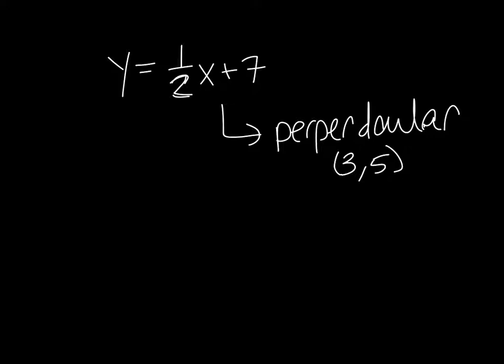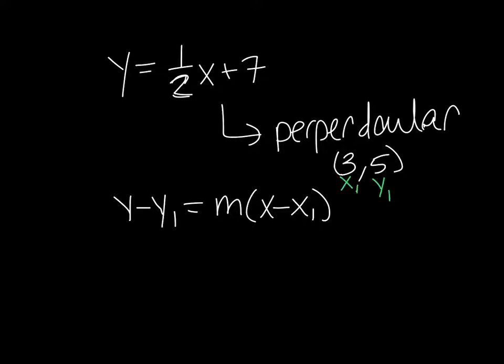So to me this is telling me I'm going to use point-slope form. So y minus y1 equals m times x minus x1. Just to remind you, the 3 and the 5 are my x1 and y1, so I'll put those in the right spots. My y1 is 5, and my x1 is 3. The x and the y stay. So I've got almost everything. The one thing that I'm missing is my slope.